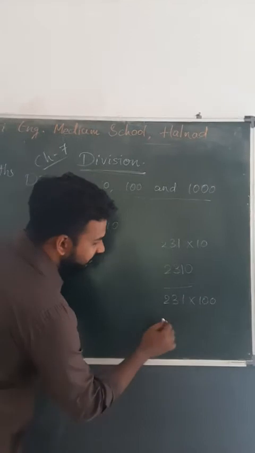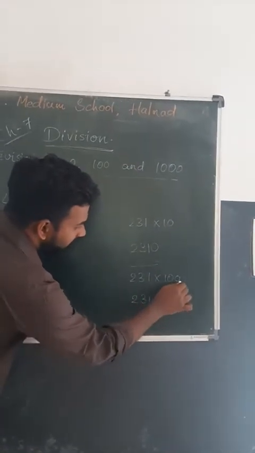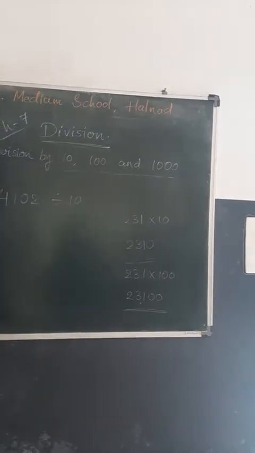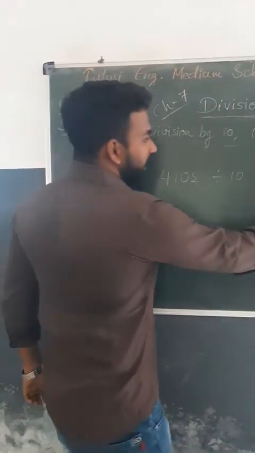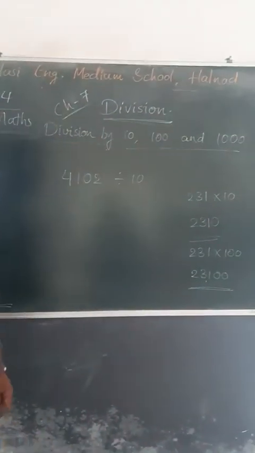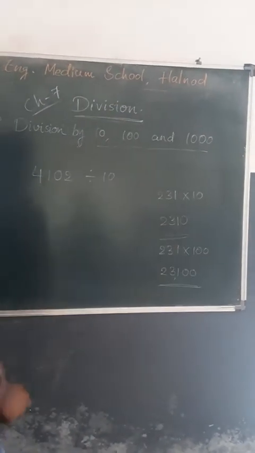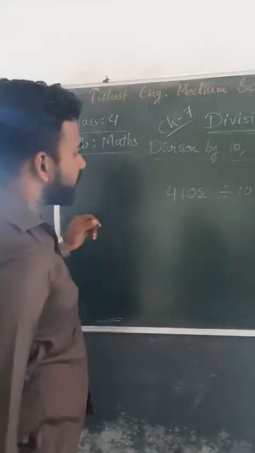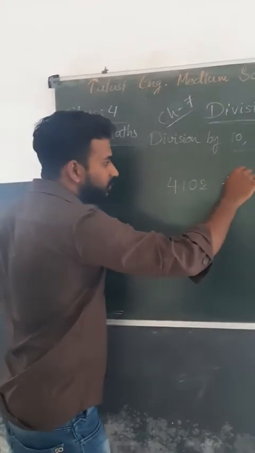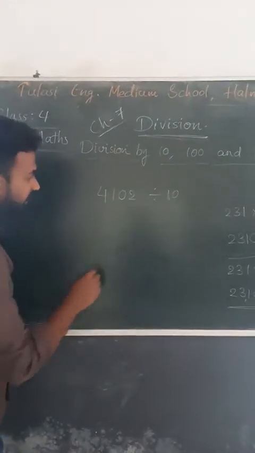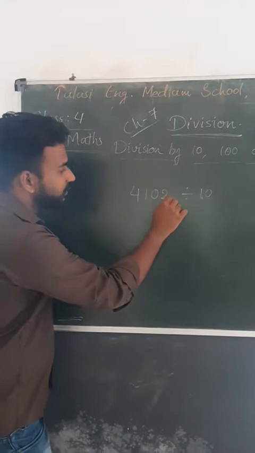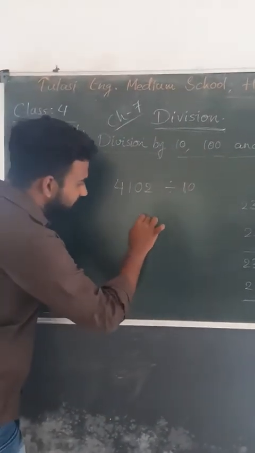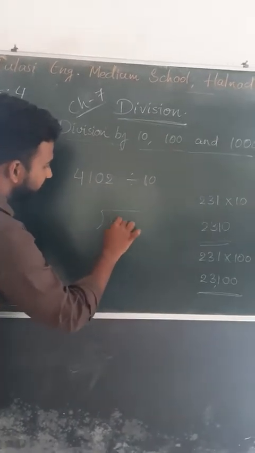The same number 231 into 100. Here two zeros are there. 231 and you have placed two zeros. It became 23,100. So when you multiply, the product will be greater than this number. Here we are going to divide, not multiply. 4102 divided by 10. We can go for actual division or simply we can do that.